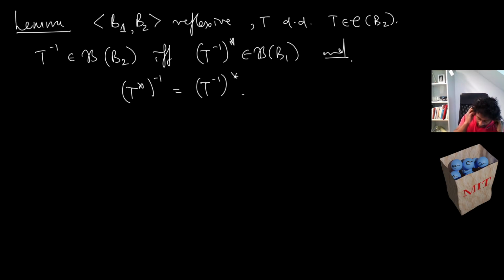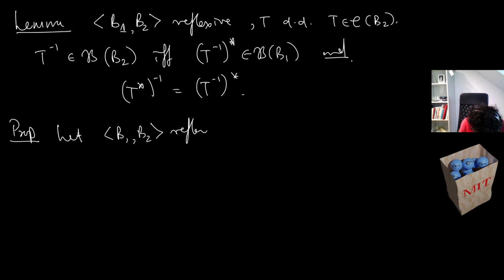Okay, so that's not something very deep, it's just something that you can verify. So this leads us now to the following proposition, because we also want to understand how the spectrum of the adjoint relates to the spectrum of the original operator. So let B1, B2 be reflexive again. So that's what we need to talk about, these adjoints with respect to the pairing, if you recall.